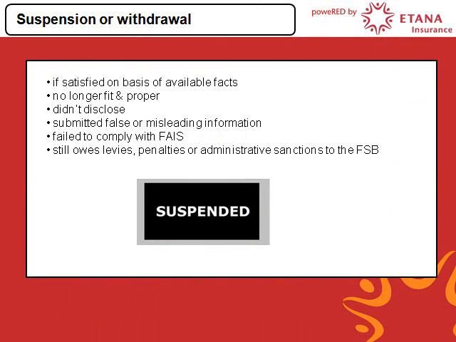The registrar may suspend or withdraw any license if the registrar is satisfied on the basis of available facts and information that the licensee no longer meets the requirements in terms of fit and proper, that the licensee didn't disclose all required information upon applying for a license, or submitted false or misleading information, that the licensee failed to comply with any provisions of the Phase Act, or the licensee still owes levies, penalties, or administrative sanctions to the FSB and hasn't paid it.